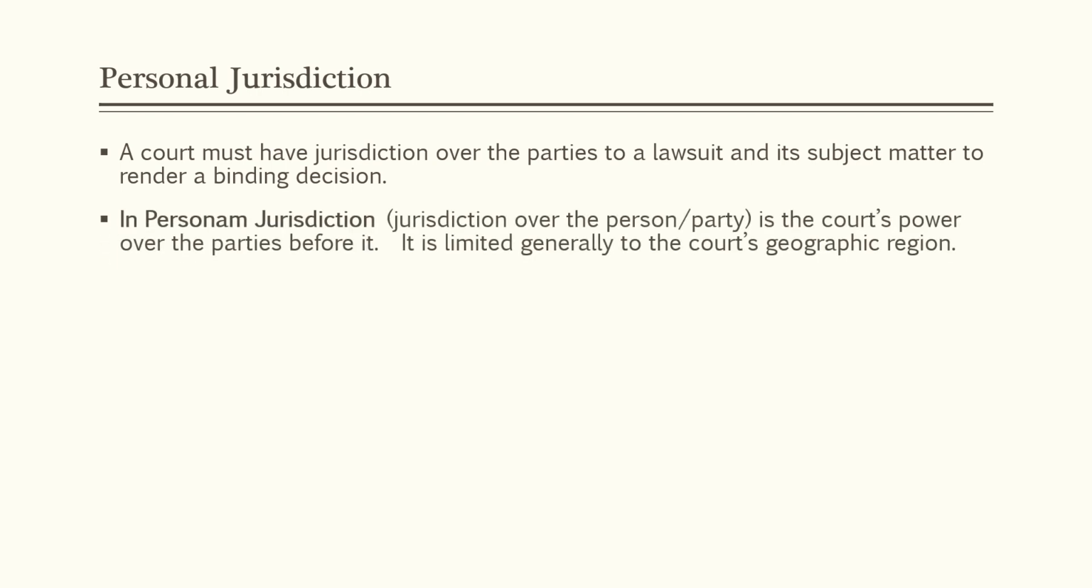It's called in personam jurisdiction, literally jurisdiction over the person or party, and it is the court's power over the parties before it. It is limited generally to the court's geographical region. For example, a Kansas state court's jurisdiction extends to its state's borders. Federal district courts are limited to their geographic region. Kansas only has one federal district court, though it has 3 locations, so its jurisdiction is also the state of Kansas.